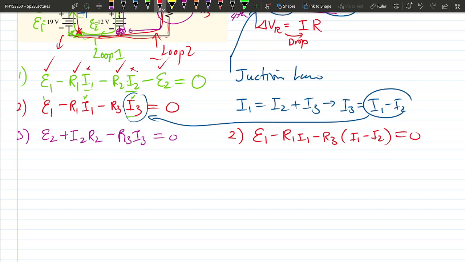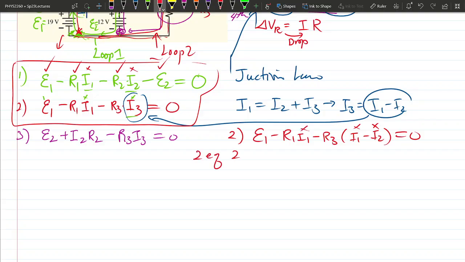Since I'm trying to combine these two equations to solve things, now we have two unknowns, I1 and I2, and two equations. With two equations and two unknowns, it's just algebra time. So I'll show you the technique to solve these.